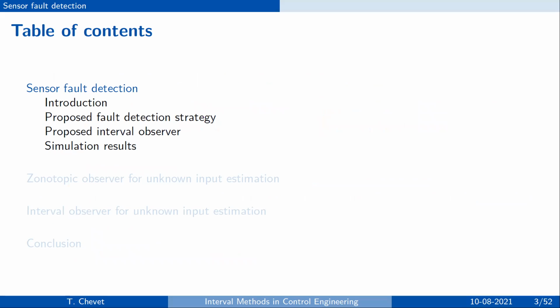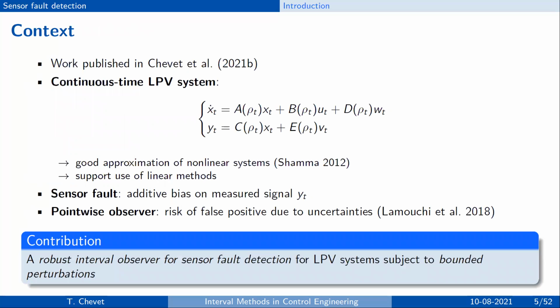So I will start with the description of a sensor fault detection strategy, in which we will consider a continuous time linear parameter varying system of this kind, which is, as we can find in literature, a good approximation of a wide range of nonlinear system classes and has the advantage of supporting the use of linear methods. A sensor fault, as I said in the general introduction, will be, in this case, an additive bias on the measured signal Y. And the problem, if we use the pointwise observer, would be the high risk of a false positive due to the perturbation and model uncertainties that we have in the considered case.